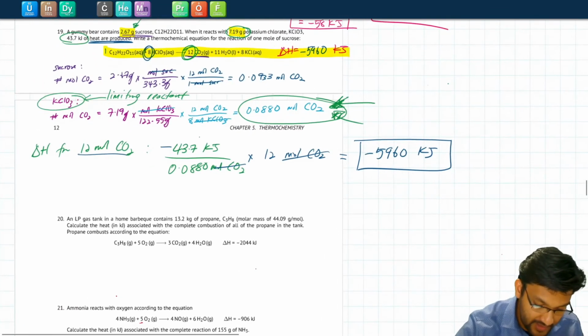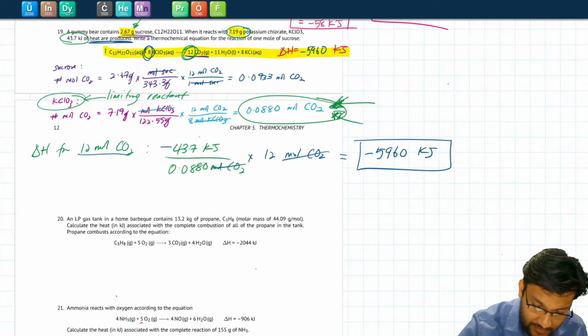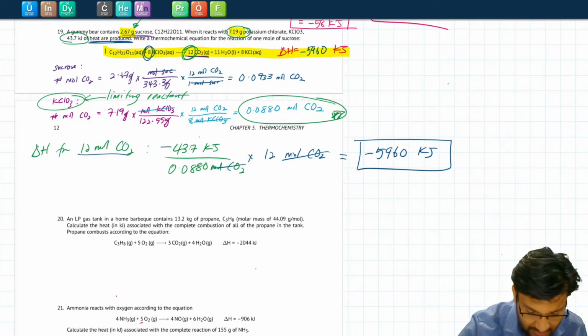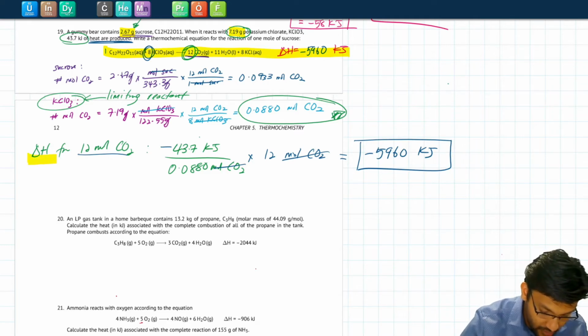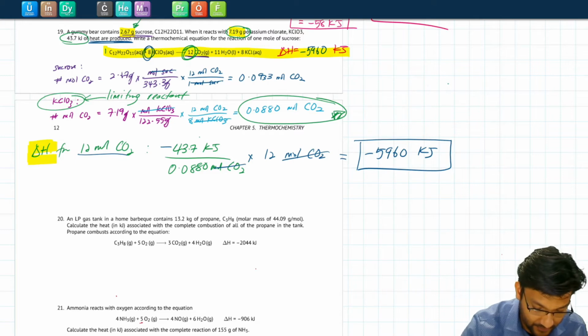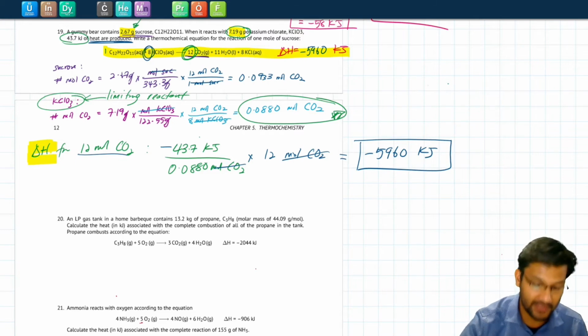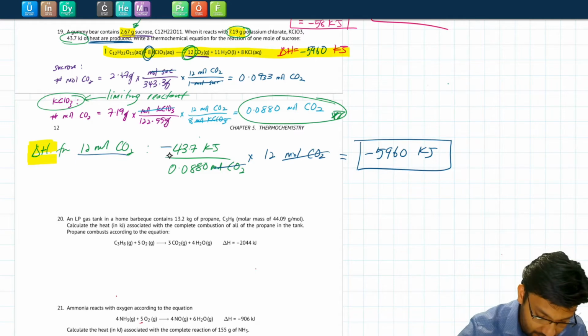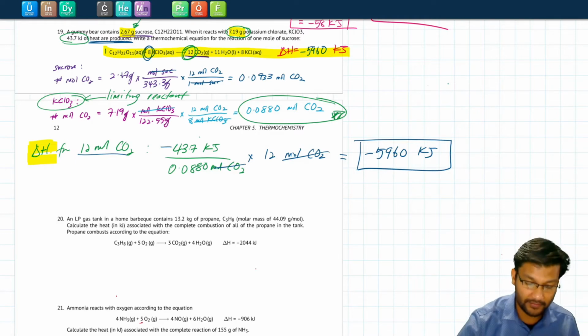Okay, so what did I do? First, I found a limiting reactant, and we find that the amount of product that will produce, we just used carbon dioxide, we could have used any of the three products, was 0.0880 moles of carbon dioxide. But the delta H needs to be written for the equation, which means it should be written for either 1 mole of sucrose or 8 moles of potassium chlorate or 12 moles of carbon dioxide. So since we know the amount of carbon dioxide we have, let's roll with that. We got 43.7 kilojoules of heat for 0.088 moles of carbon dioxide, but we need it for 12 moles of carbon dioxide, so we multiply it by 12, and that's the amount of heat we get.